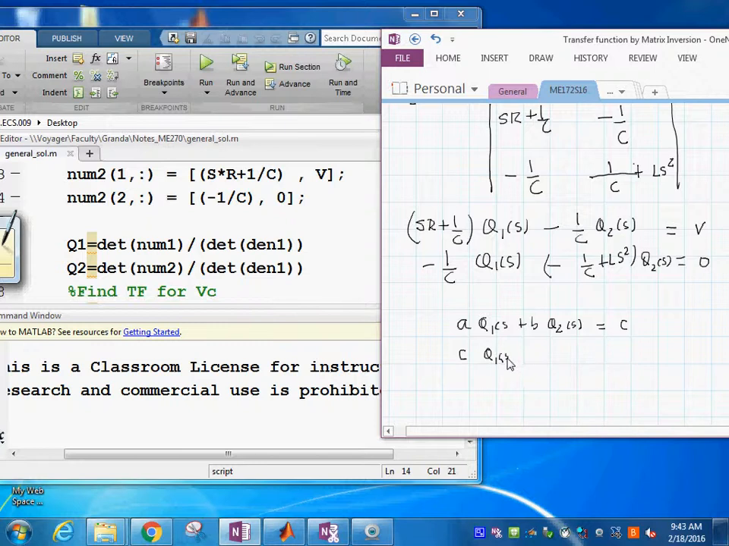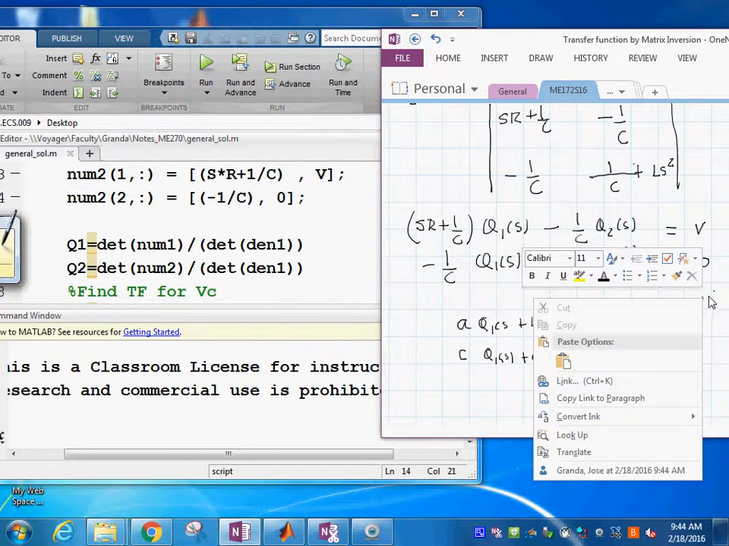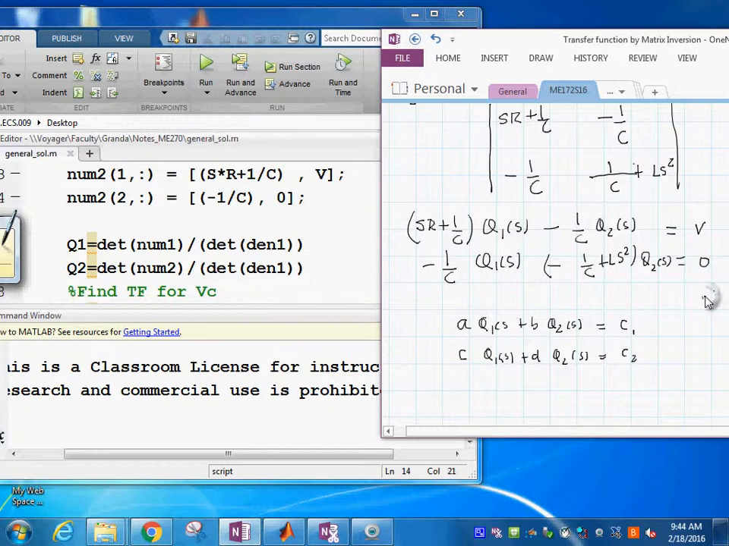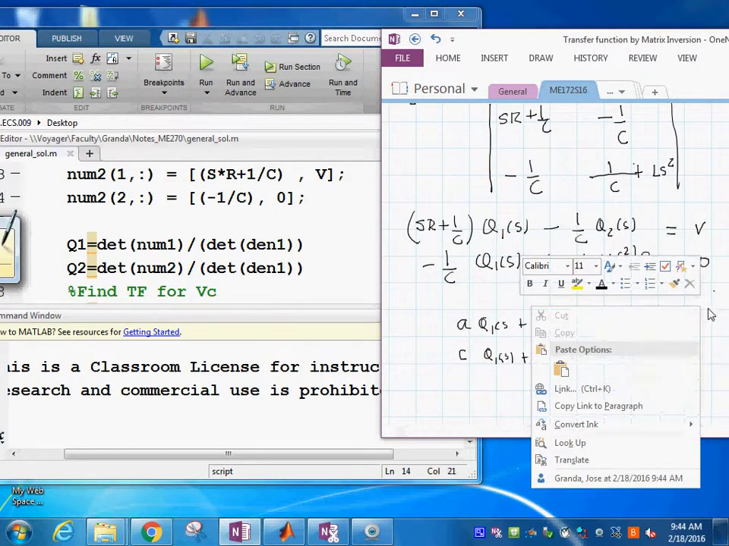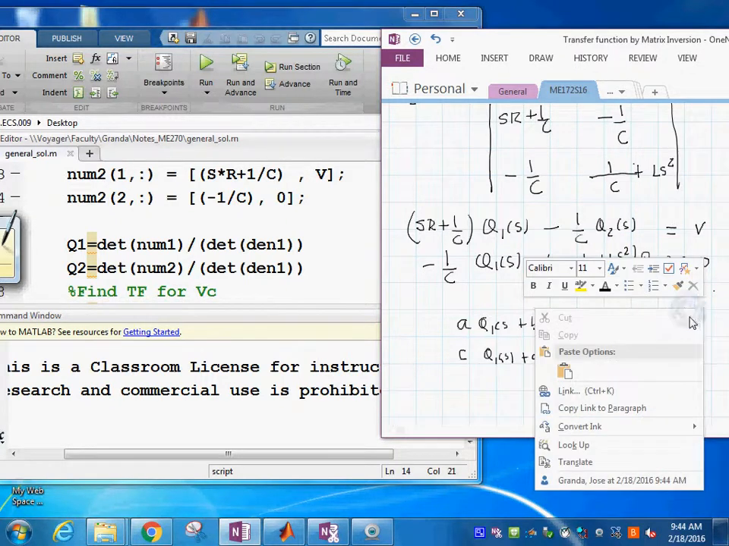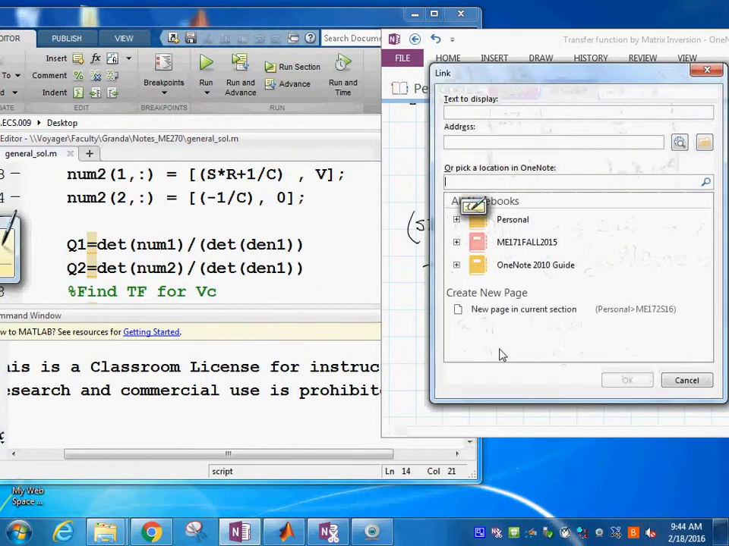So if we have this, we could use another method that we learn in algebra to solve this kind of thing. Because if we put it into matrix form, what you have basically is this. You have A and B and C and D, and then you have Q1 and Q sub 2 in vector form like this equals C1 and C sub 2.